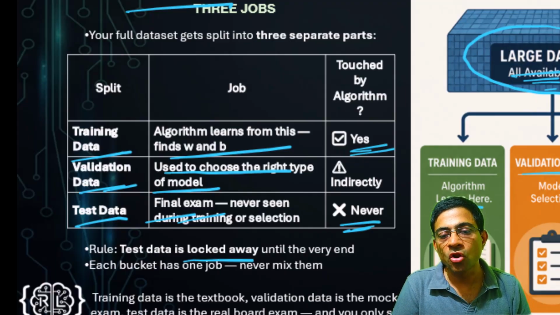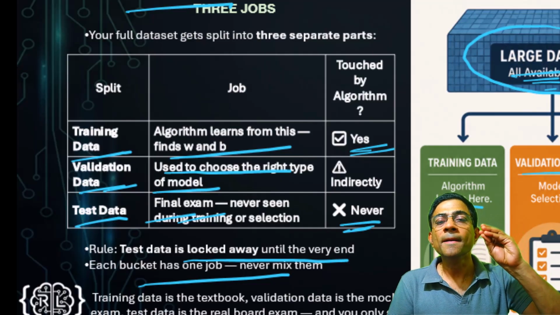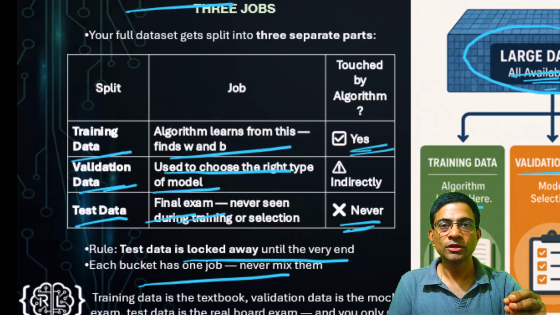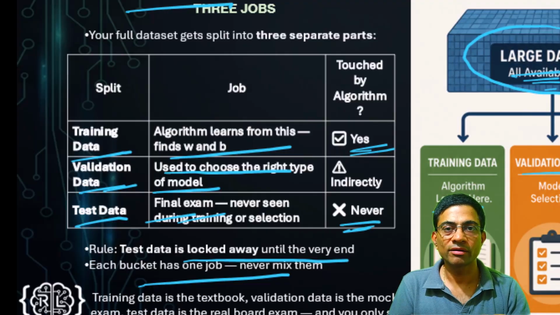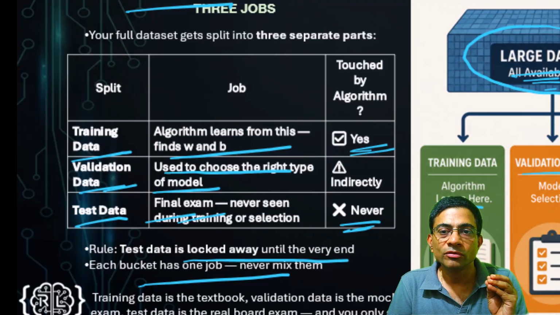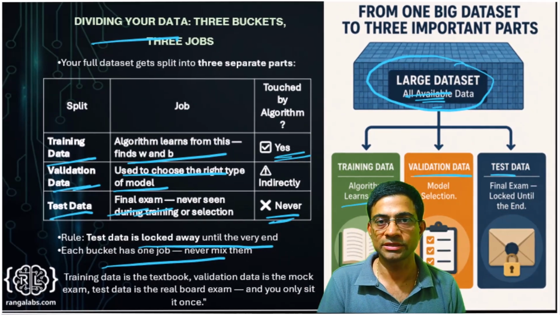Test data is locked away until the very end. Each bucket has one job, never mix them. If you even mistakenly use the test data for selection of the model, or for choosing which model is good, that's it. The test data is contaminated and you cannot use it as test data.